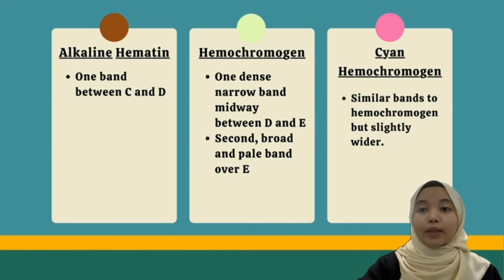Next, in alkaline hematine, one band can be seen between C and D, and in hemochromogen, one dense narrow band lies midway between D and E, and the second broad and pale band lies over E. Cyan hemochromogen spectra are recorded to have similar bands to hemochromogen but slightly wider.